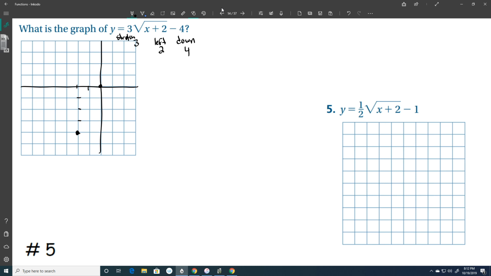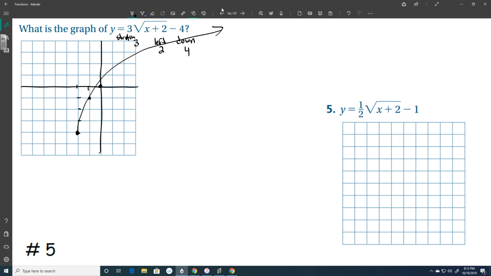And then here's where this stretch comes into place. Normally, I go up 1 over 1, but I'm stretched by 3. So I actually go up 1, 2, 3 when I go over 1. So my graph is going to be a lot taller than it normally is. It's going to take a little bit longer before it levels out.